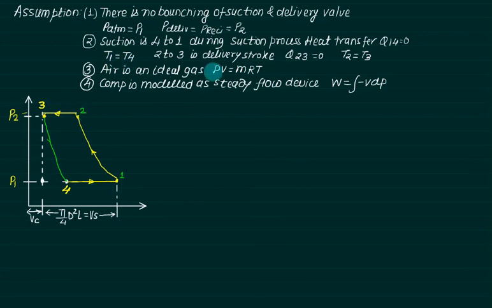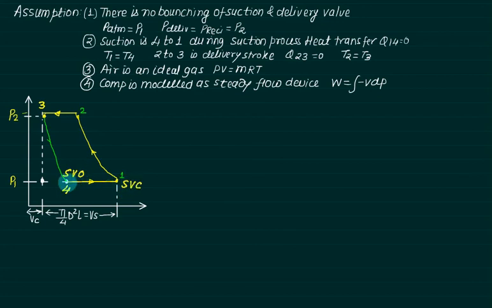2 to 3 is the delivery stroke. During this again we assume the heat transfer equals 0, and therefore, we assume the temperature T2 equals T3. The third assumption we make is that the air is an ideal gas, so it satisfies the ideal gas equation, that is PV equals mRT, and the compressor is modeled as a steady flow device. The work done for a non-flow process is given by the integral of minus VdP.